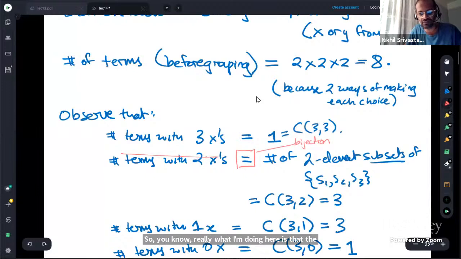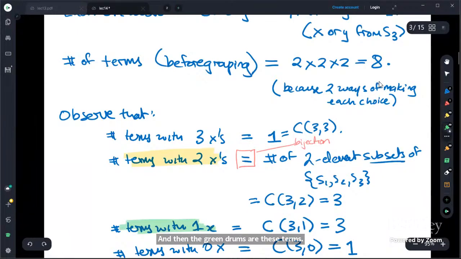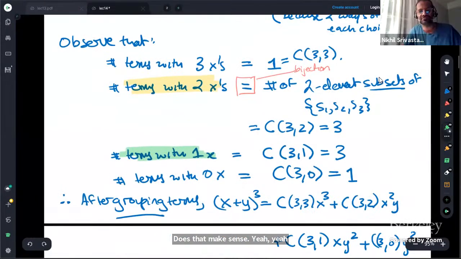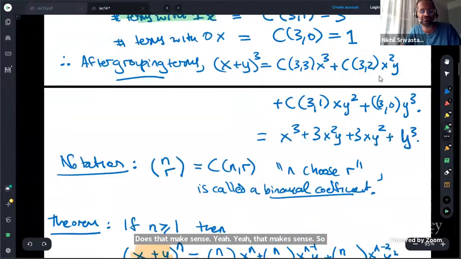Sorry, that's not what I wanted to do. The yellow terms are these terms, and then the green terms are these terms. Does that make sense? Yeah, that makes sense. So the proof is actually just the same thing. I'm just saying, hey, you can do this in general.